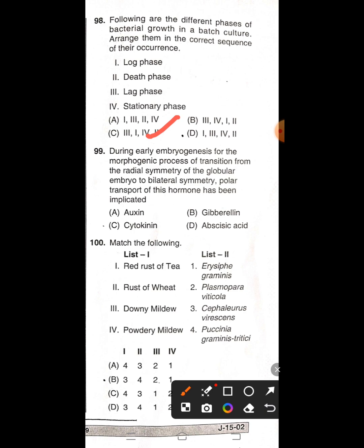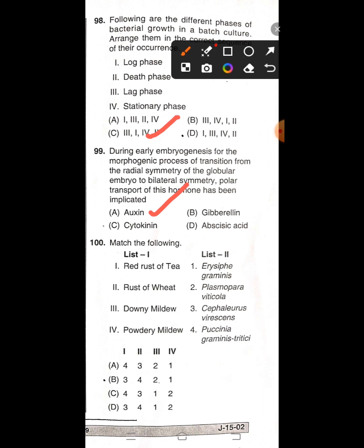During early embryogenesis, for the morphogenic process of transition from the radial symmetry of the globular embryo to bilateral symmetry, polar transport of this hormone has been implicated. Options are auxin, gibberellin, cytokinin, abscisic acid. So for this, the correct answer is auxin. Okay, so let's see the last question.